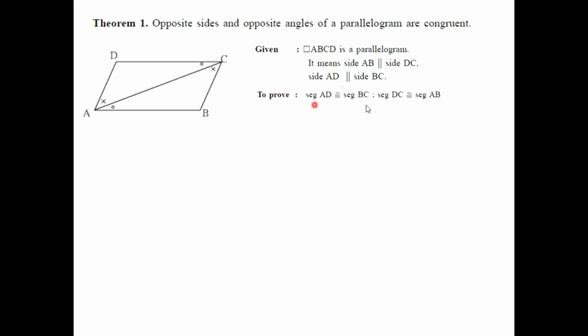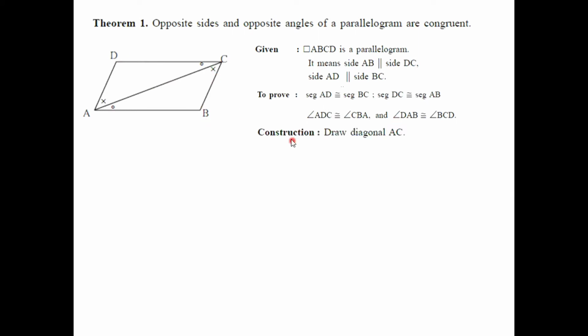That is, AD is congruent to BC, that we are going to prove. And another pair of opposite sides is DC and AB. So we have to prove that these two sides are also congruent. Now we have to also prove opposite angles of this quadrilateral are congruent. That is, angle ADC and angle CBA. These two angles are opposite angles, so we have to prove that these two are equal. Similarly, angle DAB and angle DCB are also congruent, that we are going to prove.